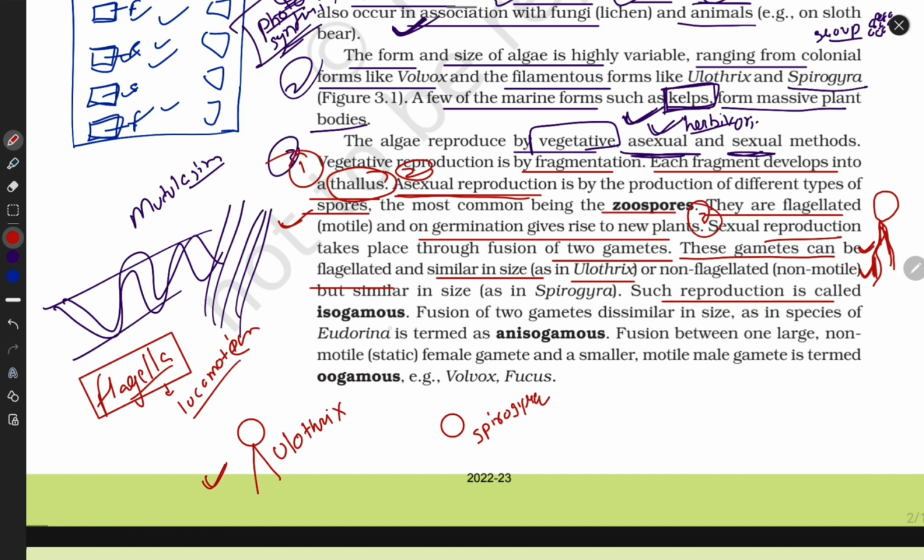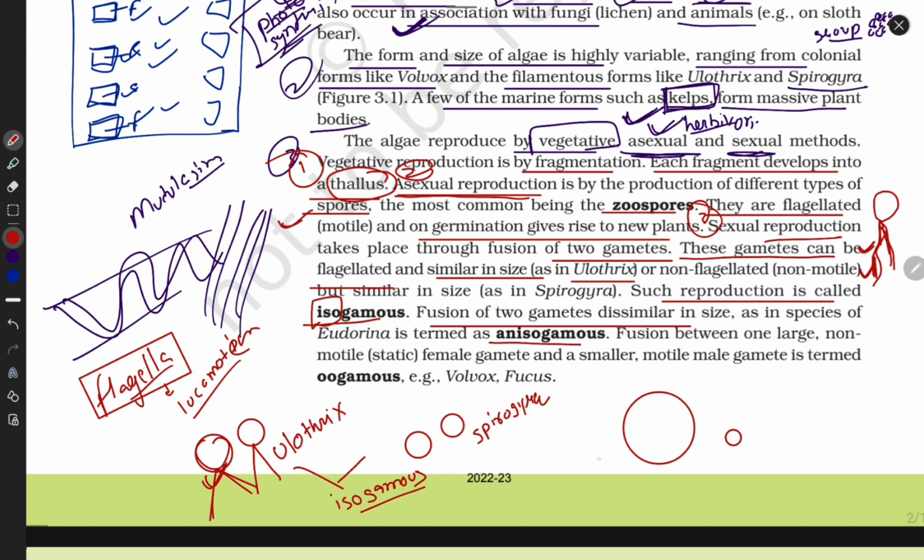Such reproduction is called isogamy. Fusion of two gametes dissimilar in size: one is large and one is small. This is the dissimilar, and there is a similar kind of gametes as well. These two types of arrangement, we call isogamy, because they have the same size of gametes. Either they may be flagellated or non-flagellated, but iso means same.